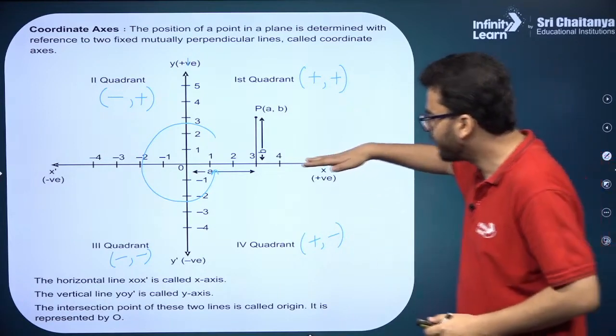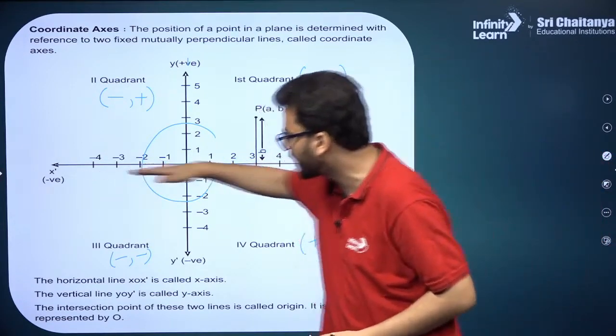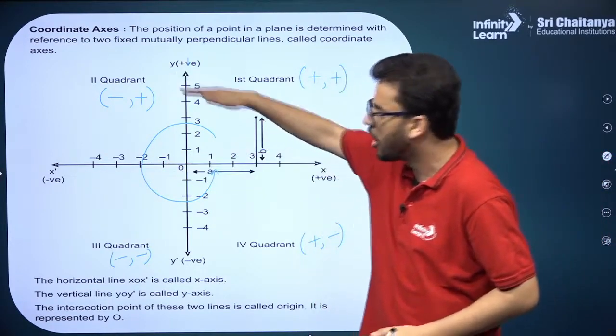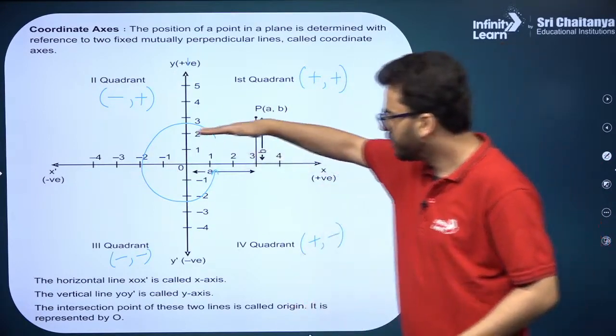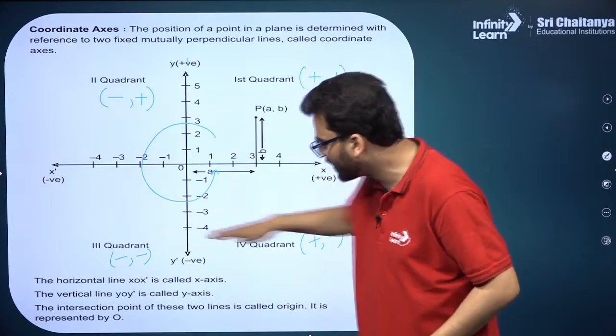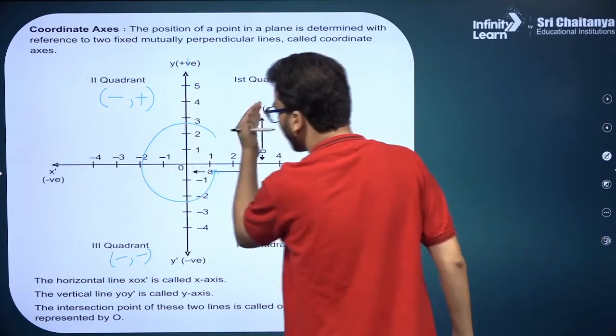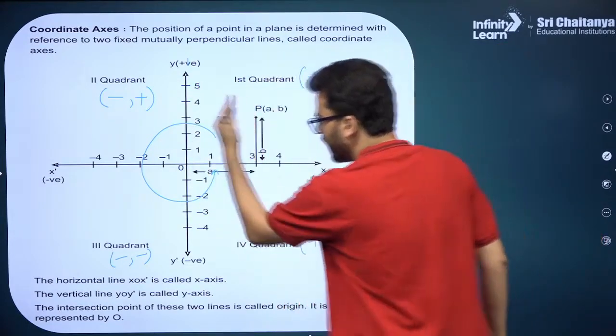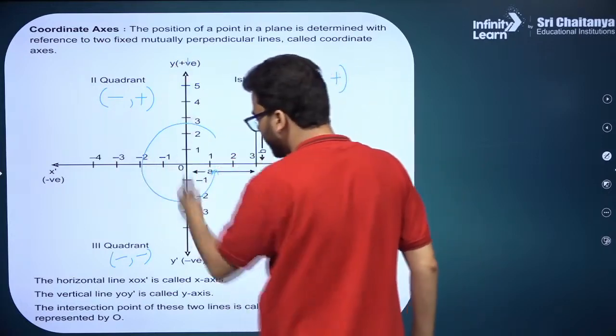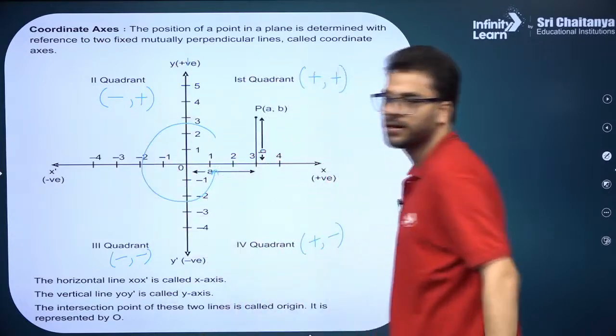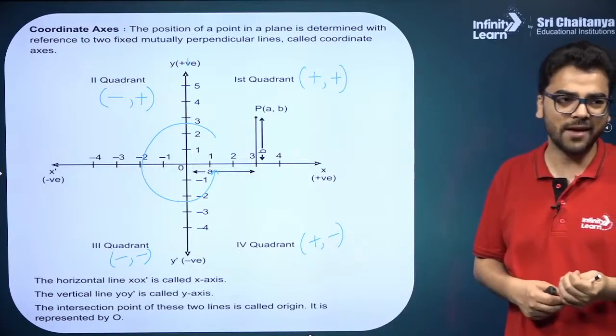Or you can see that when you are above the x-axis, ordinate is positive. Below the x-axis, ordinate is negative. And towards the right hand side of the y-axis, abscissa is positive. Towards the left hand side of the y-axis, abscissa is negative. Is it clear to everybody over here?